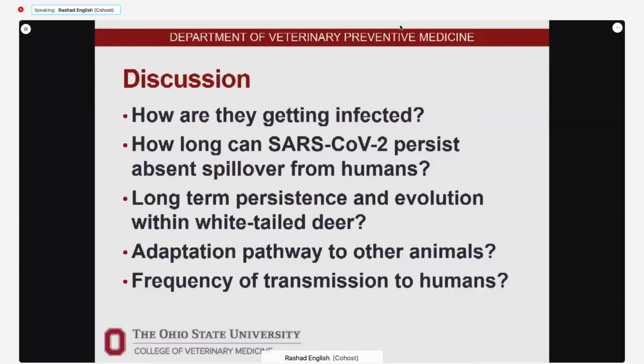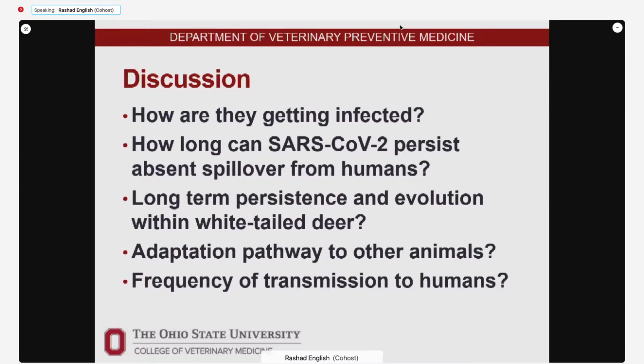The question of how long SARS-CoV-2 can persist absent the spillovers from humans is a really interesting question. Maybe we could remove the 'absent' from spillover, because we have no idea how to prevent that at this point, but certainly some of those viruses are continuing to circulate, and so we've got to figure out how long they can persist in the deer population, and then what evolution will occur within that host. The long-term persistence and evolution, right, really is the big question, especially from the public health standpoint.